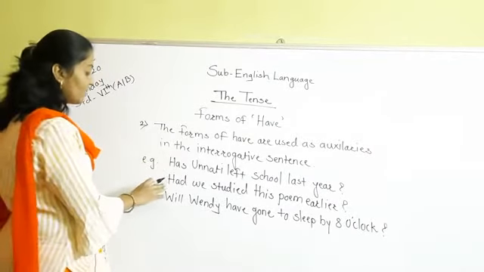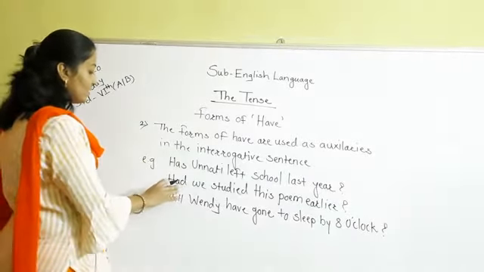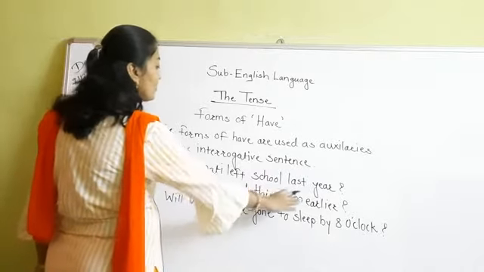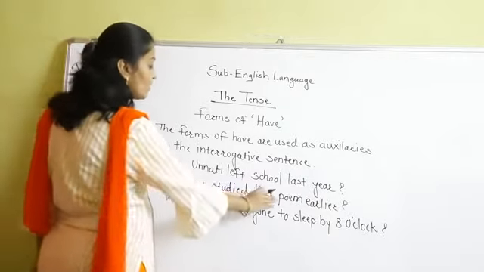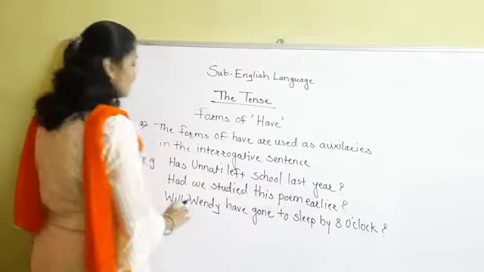Now see the second one, had, that is the form of have we have taken in the starting. Had, then we have taken the subject we, then we have taken the verb, that is studied this poem earlier. Had we studied this poem earlier? So in this way we have formed the interrogative sentence.